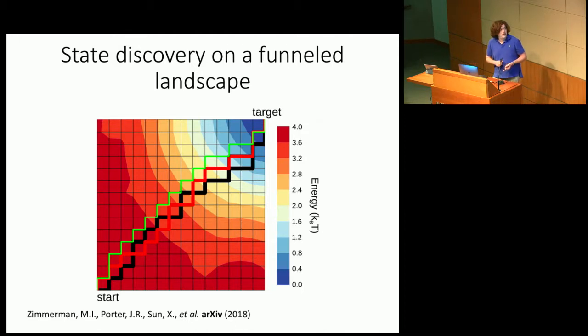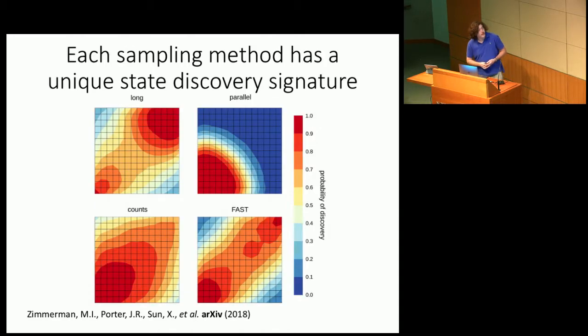And we ran 4 different sampling methods. So we ran a long simulation, parallel simulations, count-based adaptive sampling, and FAST. First, we can characterize the probability of just discovering states on this landscape for each of the sampling methods. The first thing that pops out is that each sampling method has a unique state discovery signature. They each explore the landscape pretty differently.